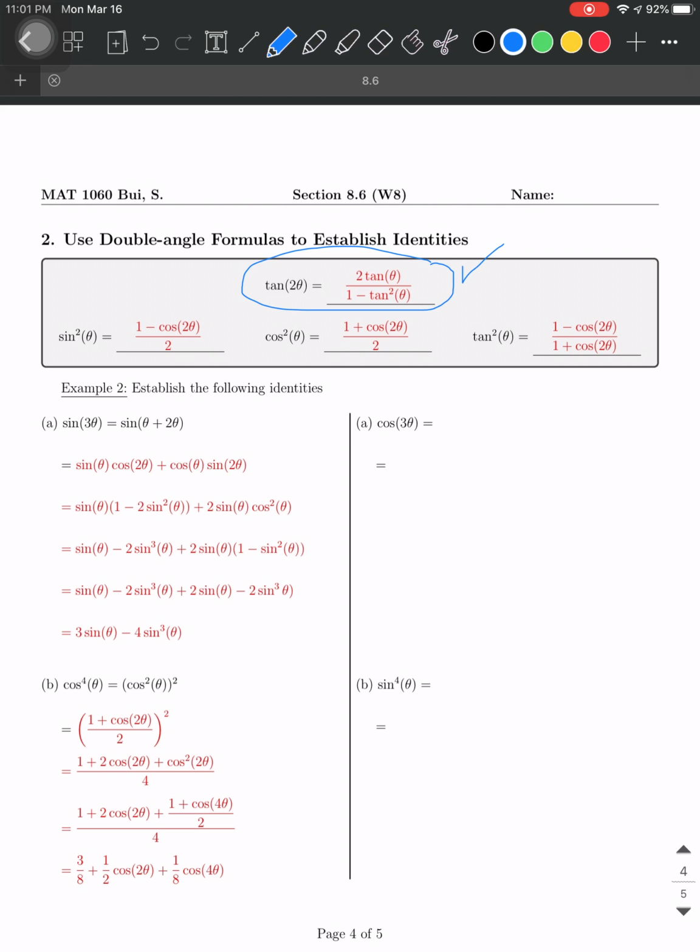We also derived these 3 formulas. They would come in handy if you memorize them. If you don't, that's fine.